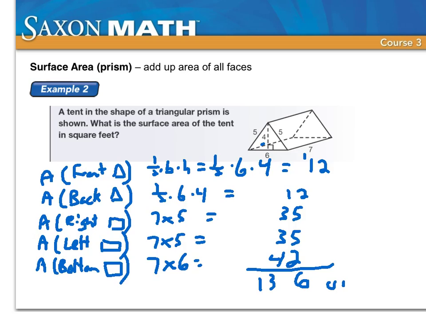So sorry about that. Should have 136 as our answer, and then it's in square feet it says. So square feet, or feet squared, same thing. And then surface area, just add up the area of all the sides, in this case all the faces. Alright, and we'll go on to one last example.